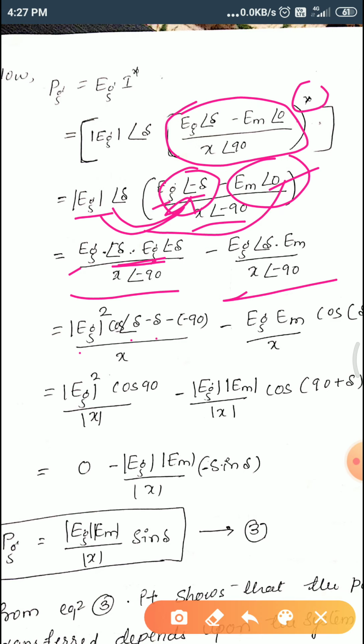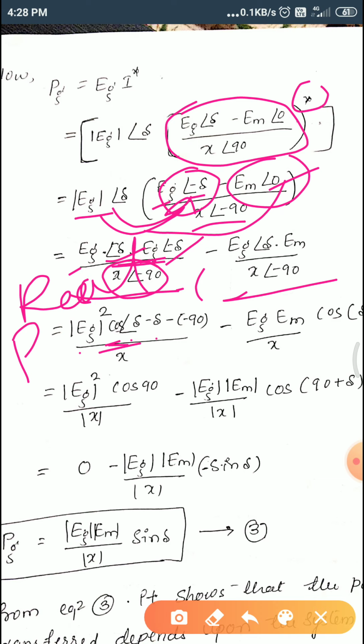What we can take is only, as we have said earlier, the real part of that. Therefore P is the real part of that, so it will be E square cos of this delta minus delta, and since it is in the denominator, it should be minus of that angle, so minus of minus 90 degree, divided by X. Similarly here also, it is 90 plus delta. Observe here, cos 90 value is 0, so this term goes to 0.